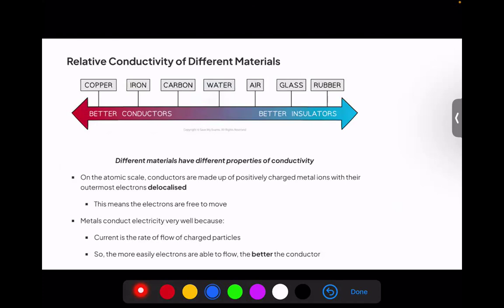Similarly, copper, iron. But you know what is important over here? Knowing this, that carbon is a much better conductor than water, air, glass, or rubber. So they might ask you to list them down in order of conductivity. So this is something you should know, that carbon is a better conductor than water, which is better than air, which is better than glass, which is better than rubber. So they might ask you to put them down in order of conductivity or in order of insulation.